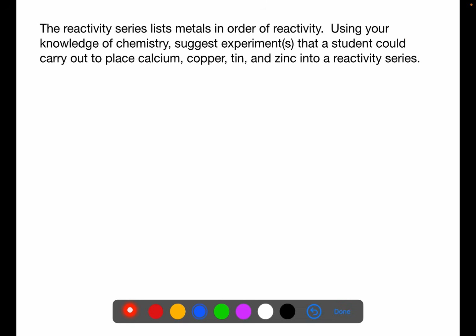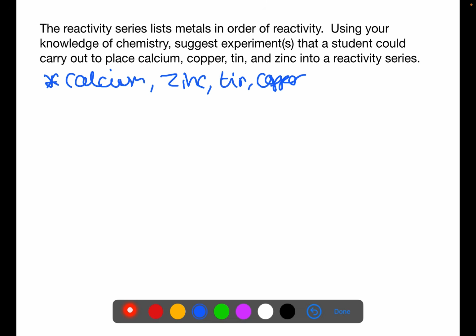The reactivity series lists metals in order of reactivity. Using your knowledge of chemistry, suggest experiments that a student could carry out to place calcium, copper, tin and zinc into a reactivity series. So the first thing you could do here is to actually put these 4 metals into order to show that you understand what order it would be. So the order would be calcium, zinc, tin and copper.